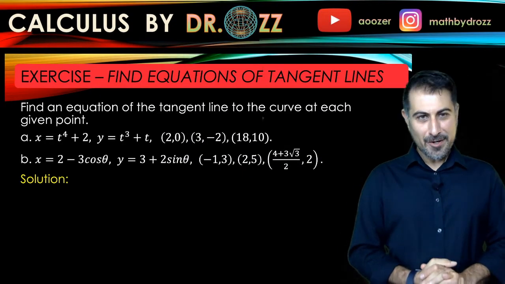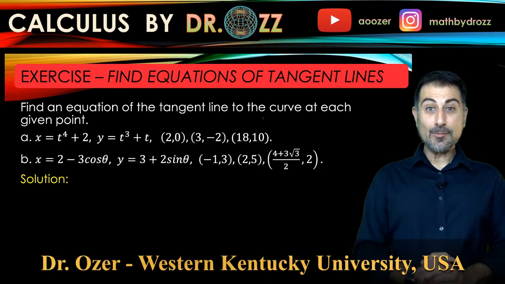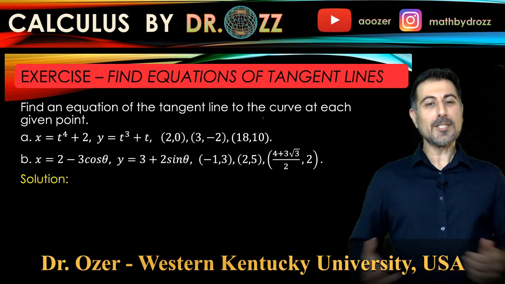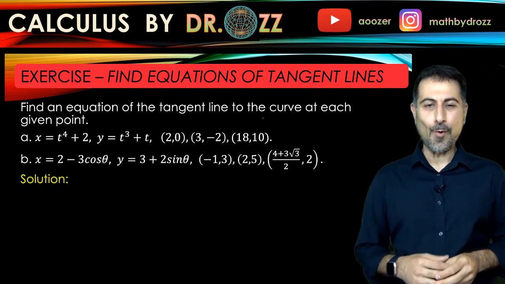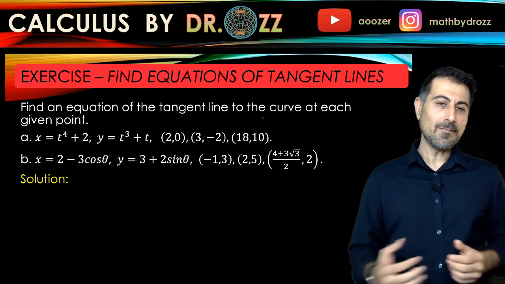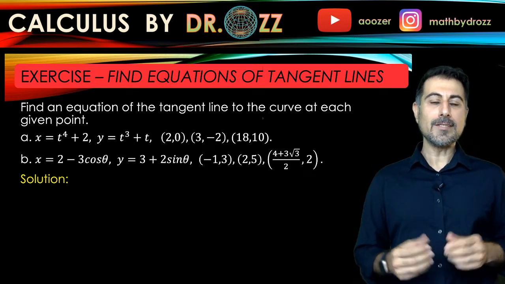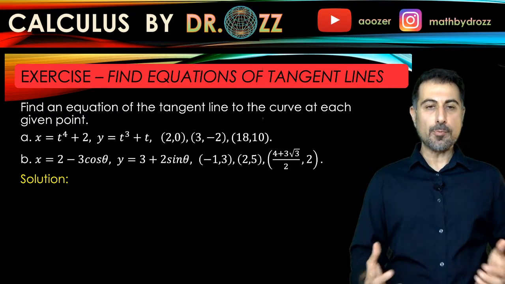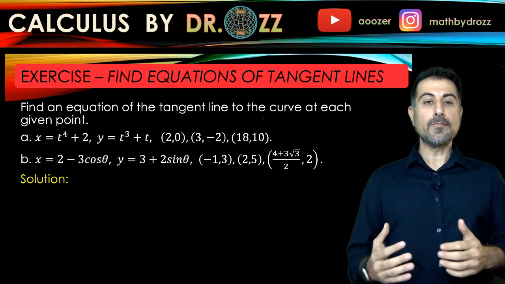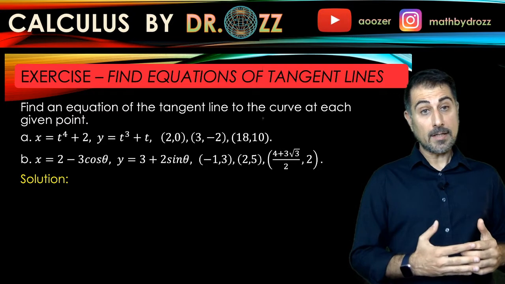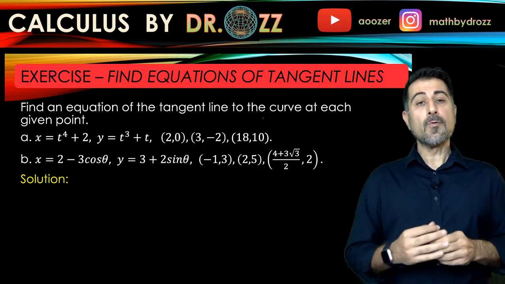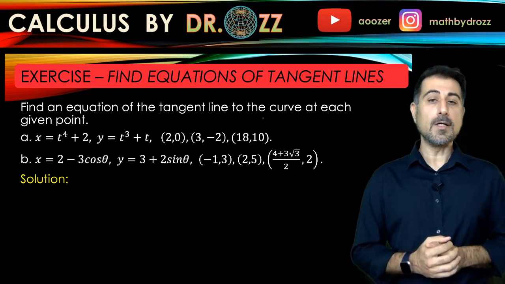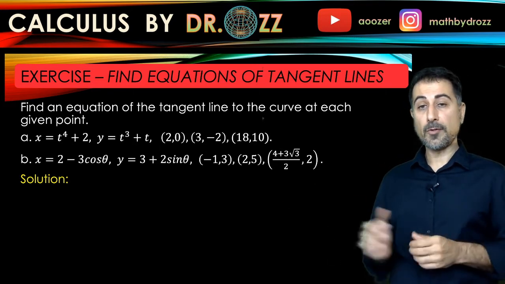Today we are going to go over an exercise where we're going to find equations of tangent lines. Finding equations of tangent lines is one of the main themes of Calculus 1. To come up with the equations of tangent lines, you should have the slope of the curve at the given point. Since the point is provided to us, we're going to use the point slope form of the equations of tangent lines for both cases.